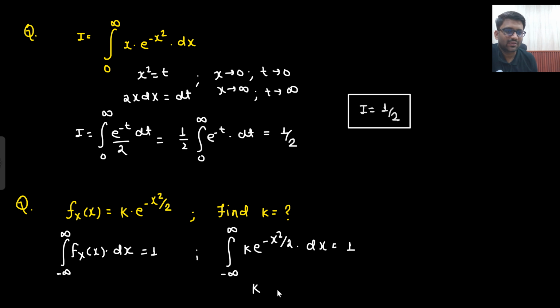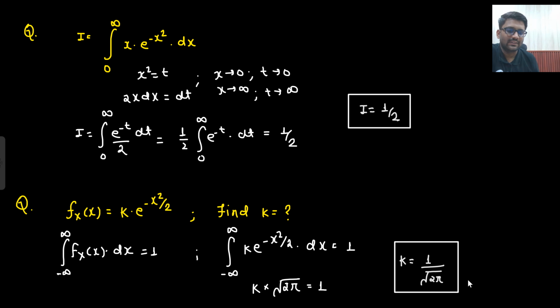Integral of e to the power minus x square dx, that would throw under root pi. If there is a 2 downward, there is a 2 inside. So under root 2 pi, that is equal to 1. So what is the value of k? 1 by under root 2 pi. There you go. This is the answer.